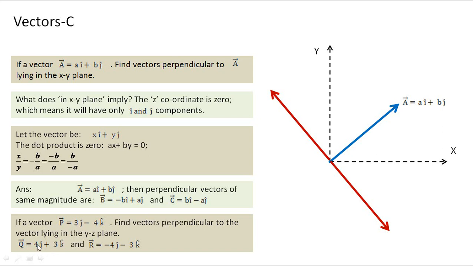How do we have the same sign? Either both are positive or both are negative. So that's where we can quickly find a vector perpendicular to any given vector which is lying in a plane. If the vector has the same sign, the perpendicular vector will have opposite signs. If the vector has opposite signs, the perpendicular vector will have the same signs, and we interchange the components.